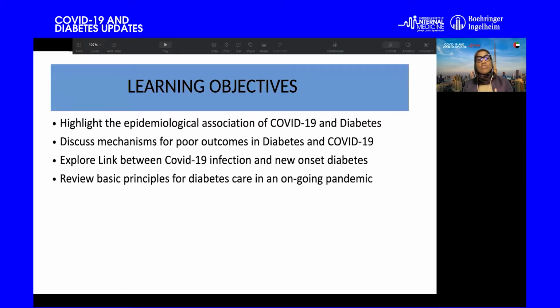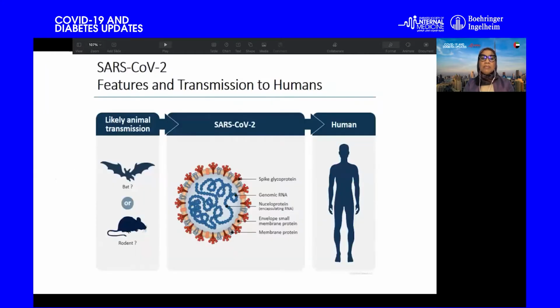I will then try and discuss in more detail some of the mechanisms for the poor outcomes that we see in our patients with diabetes. Then explore this link between COVID-19 infection and the concept of new onset diabetes. And then I'll review just some basic principles for diabetes care in an ongoing pandemic.